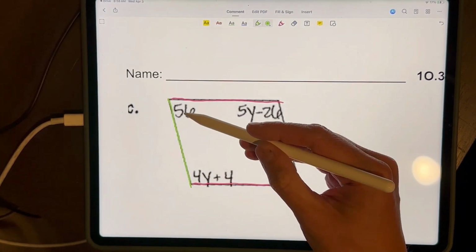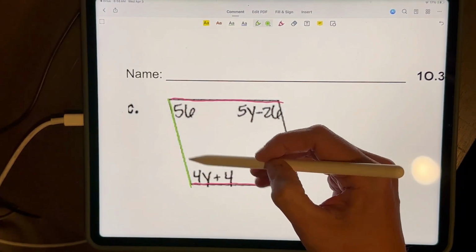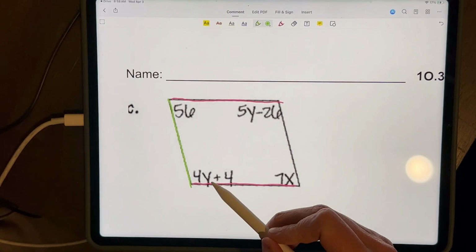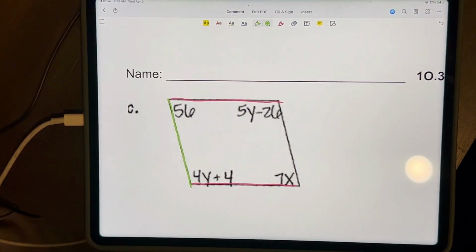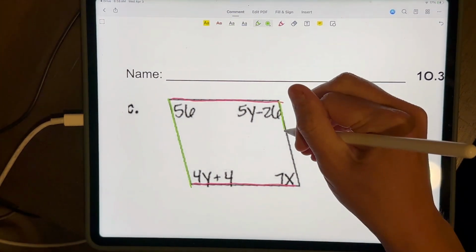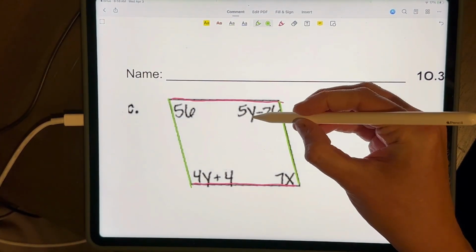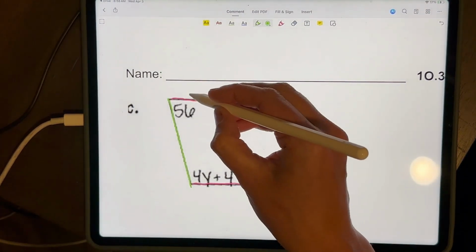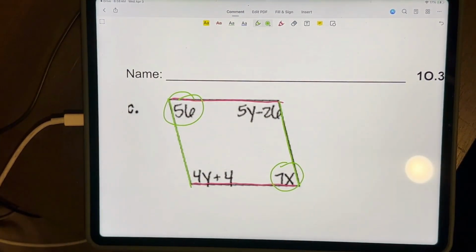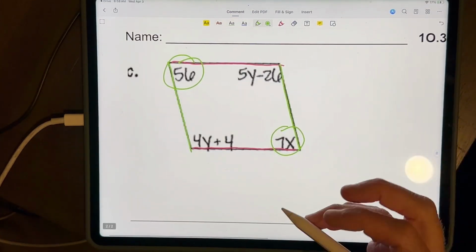Yes. You can either add those up to 180, the ones that fall on the same transversal, or you can say opposite angles are congruent. I would probably do that because on this transversal right here, you notice this is y and this is x, so that might get a little confusing. So what I'm going to do is say opposite angles are congruent for this one.